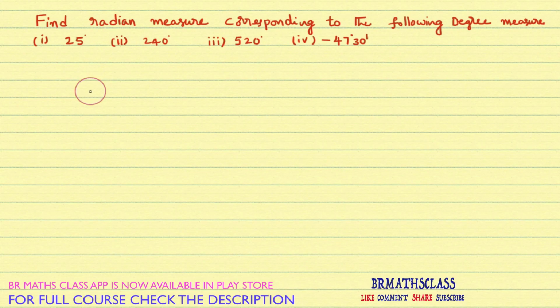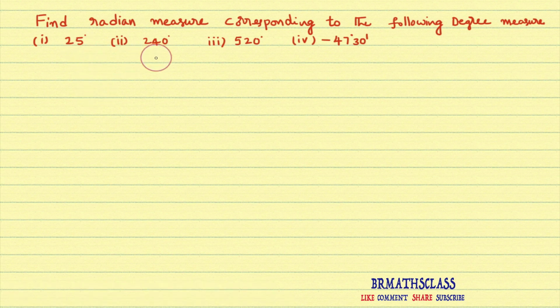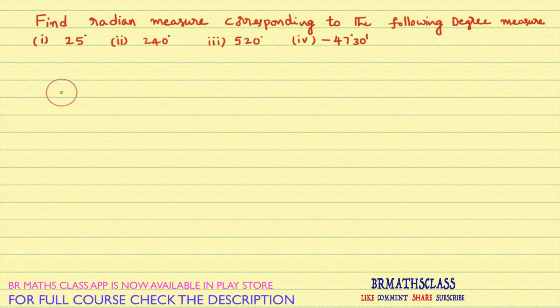In this class, we will learn how to convert degree measure into radian measure. You see this question: find the radian measure corresponding to the following degree measures. You observe these bits, they measure angles in degrees. We need to convert these degree measures into radian measure. How to convert degree measure into radian measure? This is very easy. Have patience, try to understand, watch this video till the end.